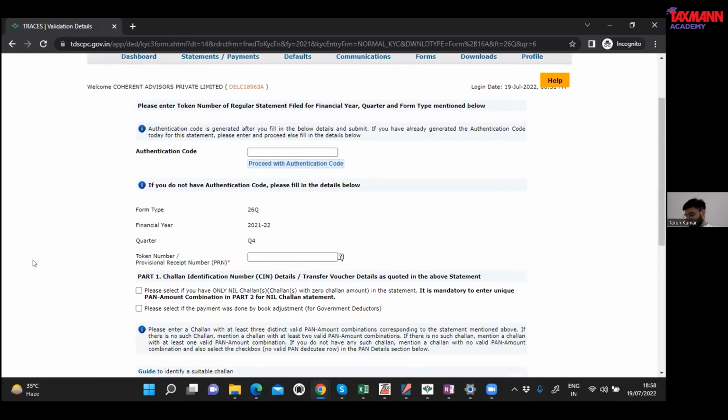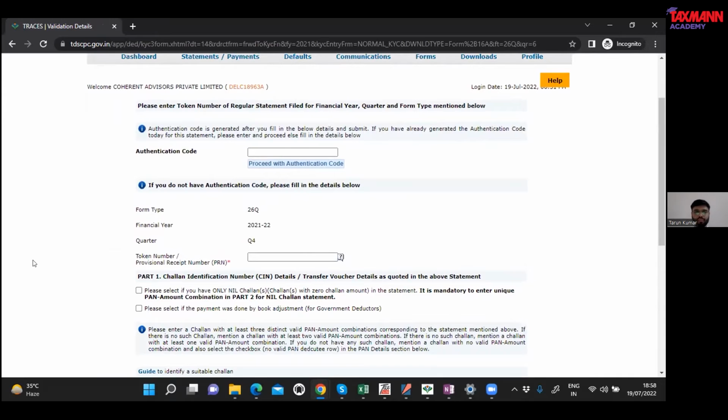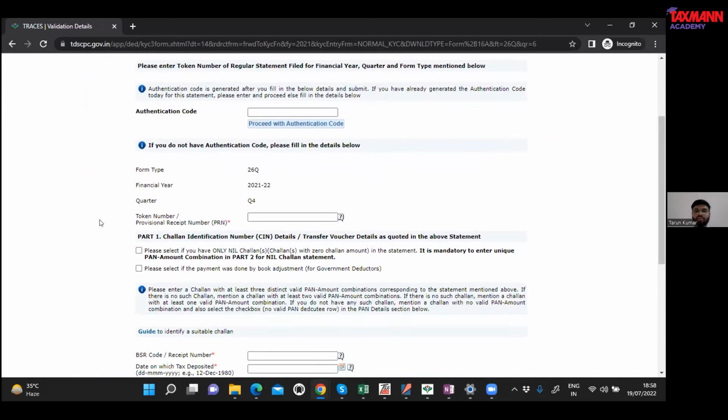So these are the details which it will be asking from you. This authentication code you need not fill here. This is the token number or provisional receipt number, which will be mentioned on the return filed by you. If you have filed a form 26Q, it will have a receipt number or return number mentioned on that. I will show you.